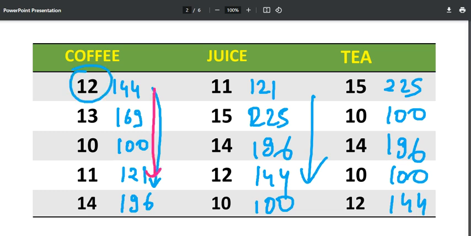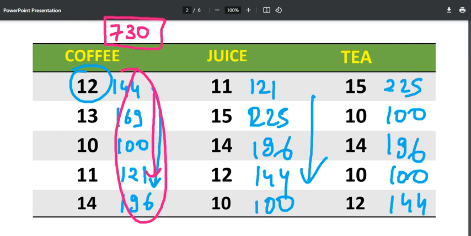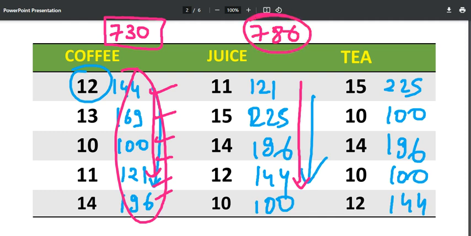So first of all, if you add all these, you will get the number 730. Make sure to add these on your own, I might be wrong. Next, if you add all of these, you will get 786. And when you add these 12, 10 and all these, you will get 765. These values are important and you are almost done. You don't need to do anything else.